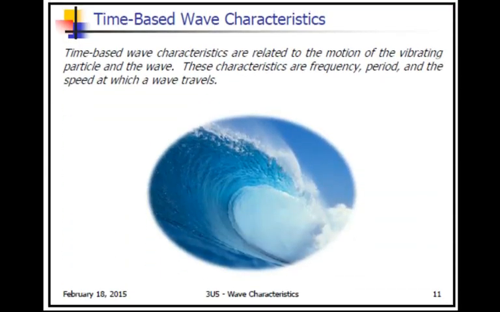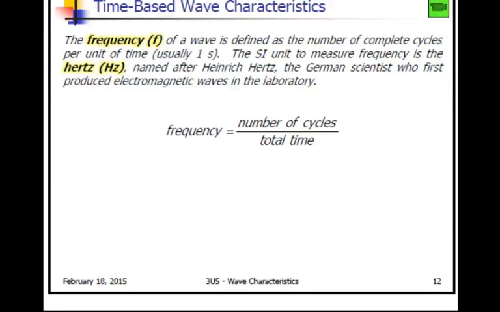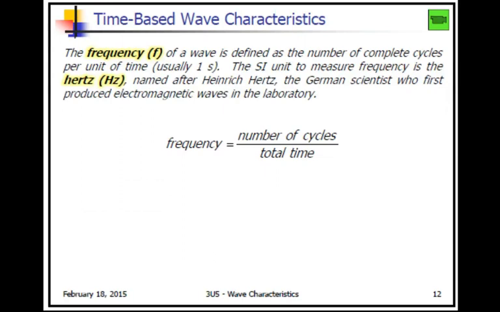Time-based characteristics are related to the motion of the vibrating particle and the wave. These characteristics are frequency, period, and speed with which the wave travels. Our frequency is how many cycles we have per unit of time, and this is usually in cycles per second. And a cycle per second is given the symbol Hertz, which is a capital H, lowercase z. Sorry, the symbol is a lowercase f for frequency. The unit is Hertz. They're named after Heinrich Hertz, who is the German scientist who first produced electromagnetic waves in the laboratory.